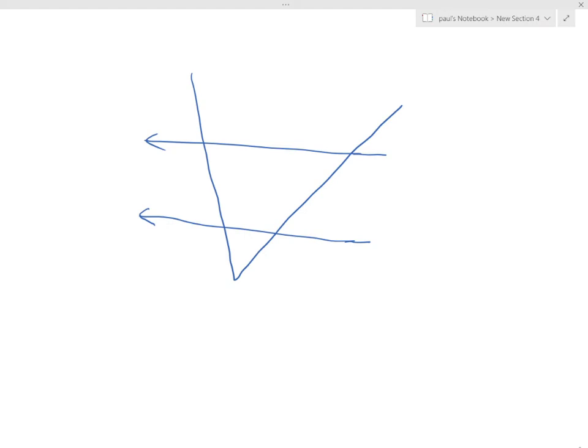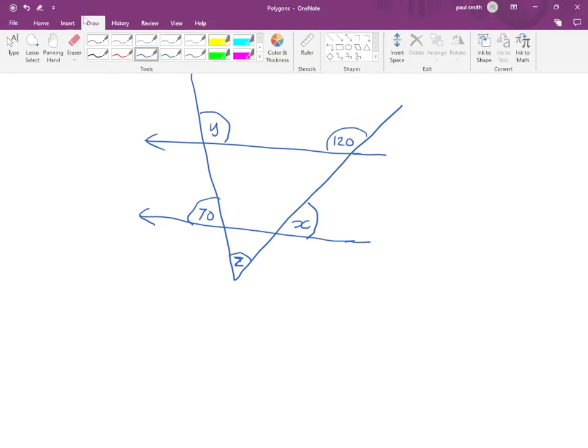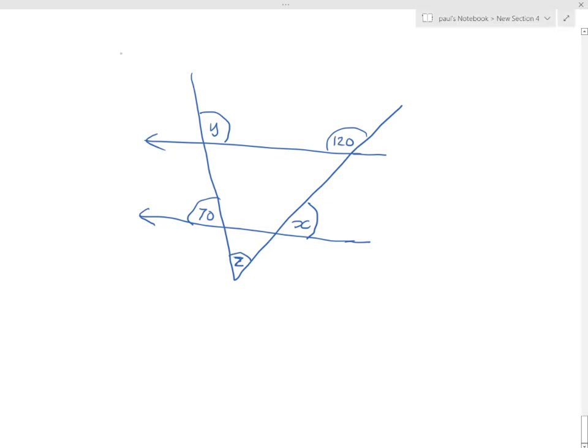So we're going to have 70 there, and y is up there, 120, and x is down there. Now, lots of different ways, and we'll also find z as well, which is down there. Z. Lots of ways to find all these things. So, first of all, what can we find? We'll try and find x.